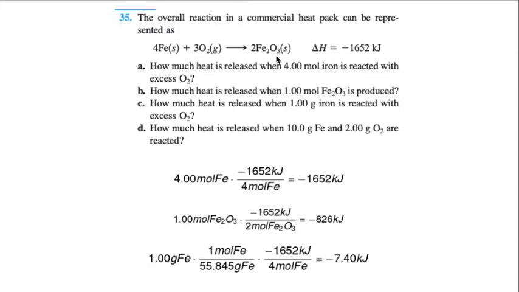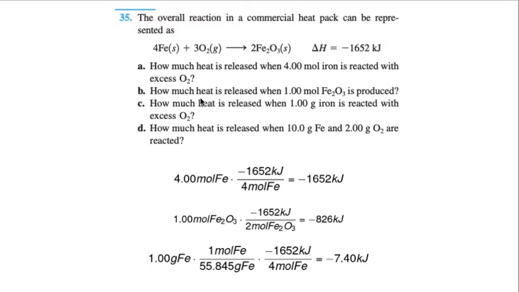It's really important that we associate this value with these moles. So that means for A, how much heat is released when 4 moles of iron is reacted with excess O2. If we're given 4 moles of iron, the proper conversion is that change in heat energy is associated with the 4 moles of iron, that 4 in the balanced chemical equation. Of course, 4 over 4 is 1, so this is 1652 kilojoules of heat energy that will be released.